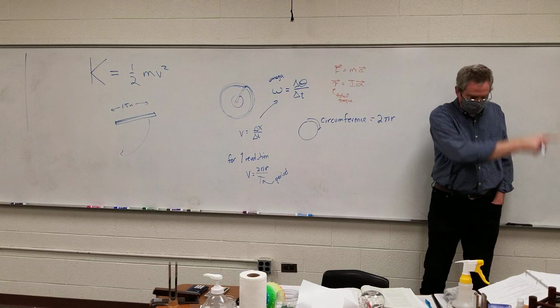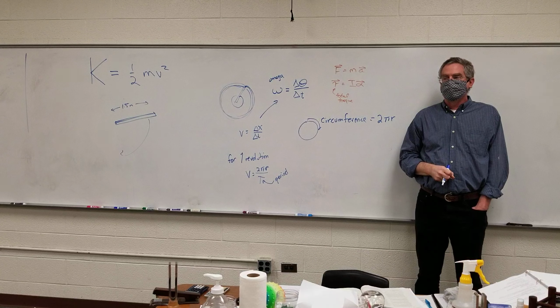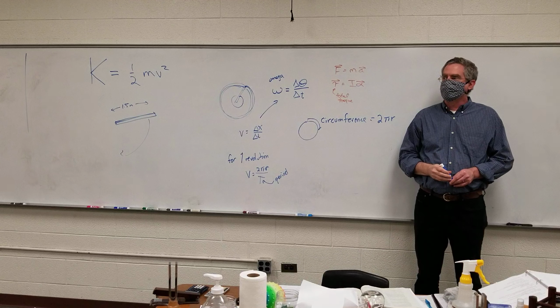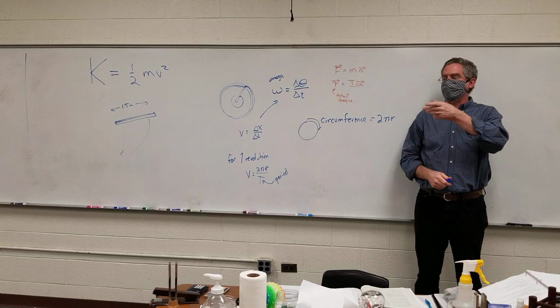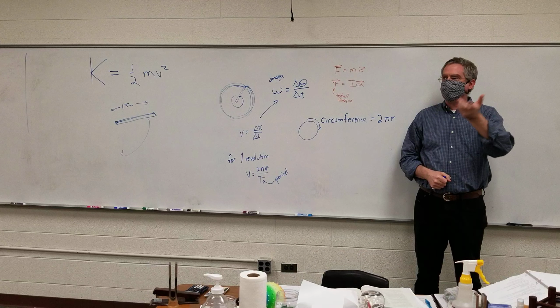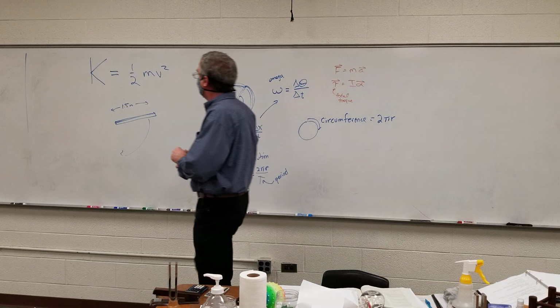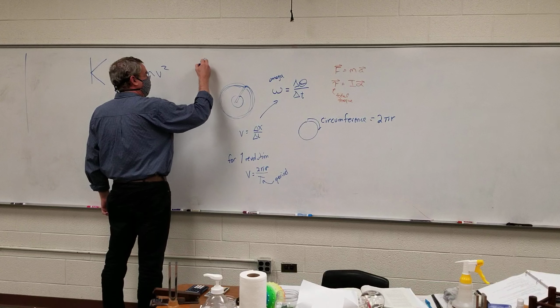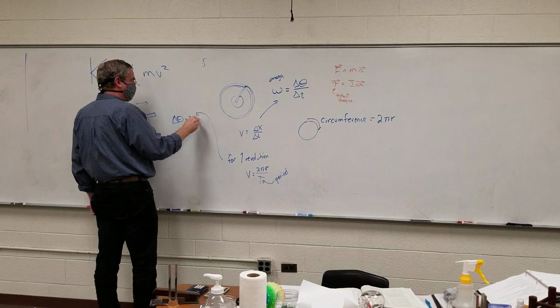So if I've got something traveling in a full circle, what's the angle? Theta is more of a variable. 360 what? Degrees. Okay, 360 degrees. So for one revolution, the angle that it goes through is 360 degrees.